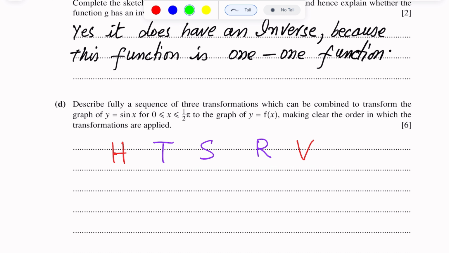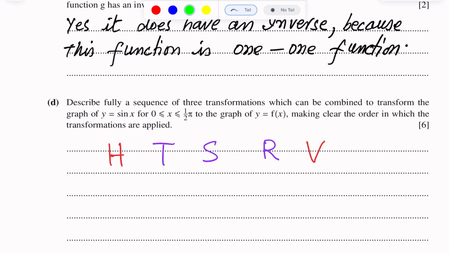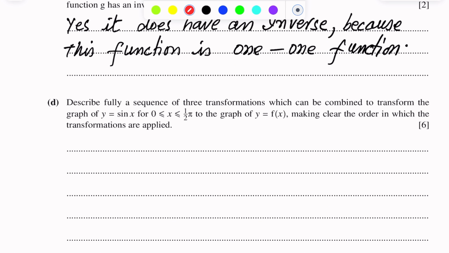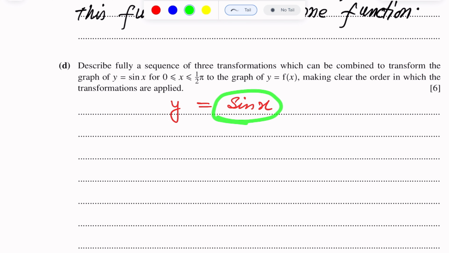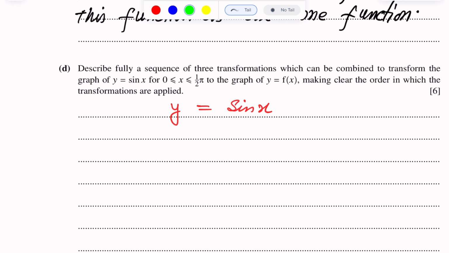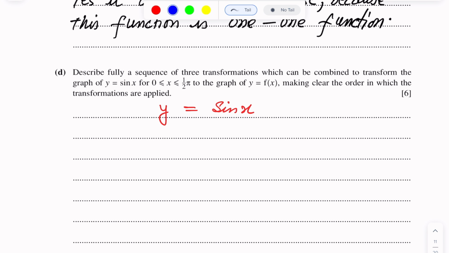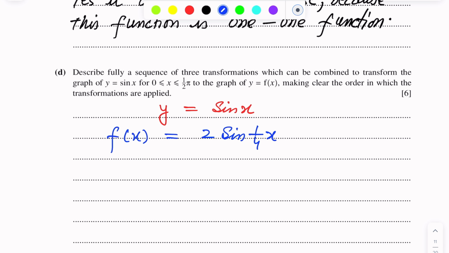So in the question, the basic function is y is equal to sin x. On this function, multiple transformations are applied, and then the function f(x) becomes 2 sin(1/4 x) + 3. We will write it in this order so that it becomes easy for us.